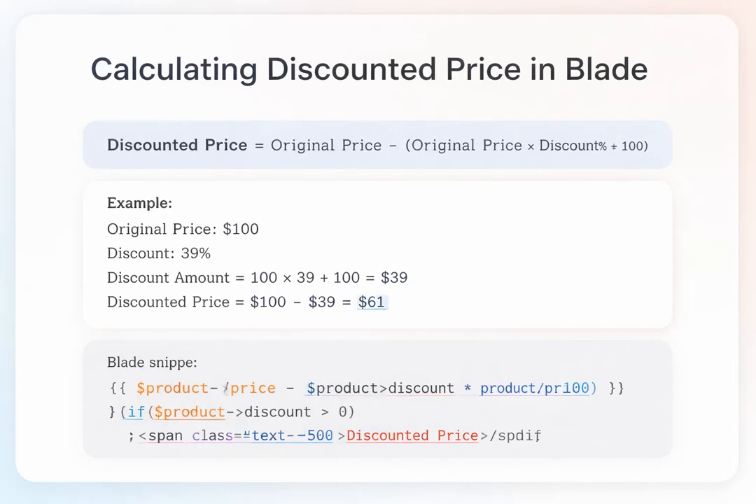The discount calculation is straightforward math. The discounted price equals the original price minus the discount amount. The discount amount is calculated by multiplying the original price by the discount percentage, then dividing by 100.